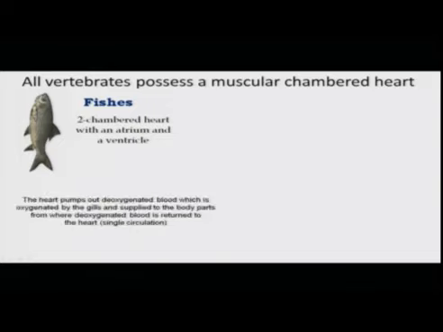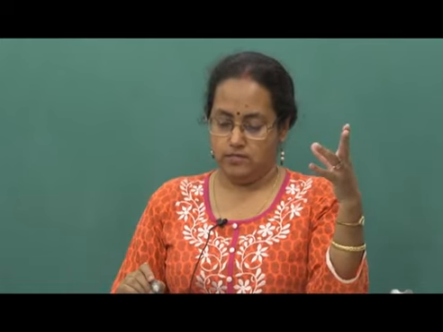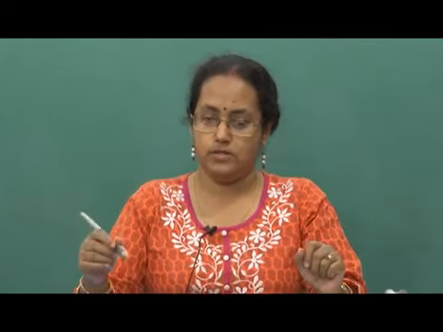So, what is the circulatory system like in these fishes? The heart pumps out deoxygenated blood, which is oxygenated by the gills and supplied to the rest of the body, and the deoxygenated blood is then returned to the heart. This is called single circulation. The importance of this term single circulation will become apparent when I talk about it in the rest of the lecture. So, what does this whole system look like?